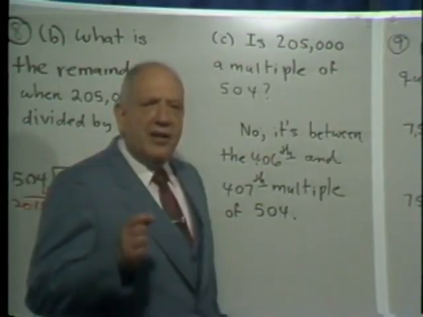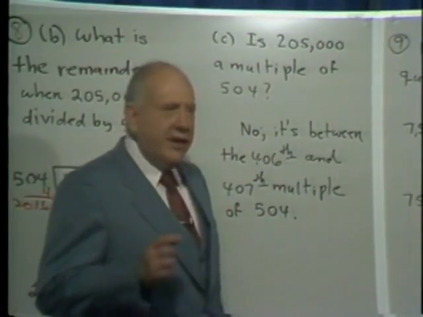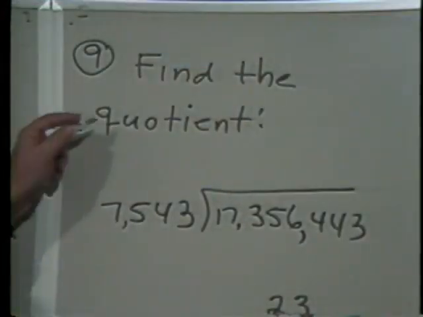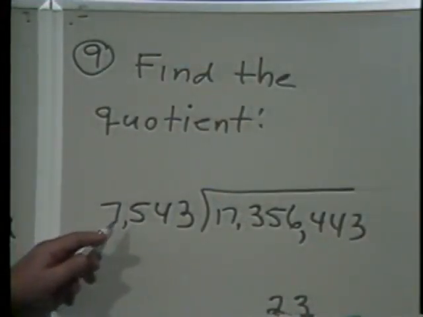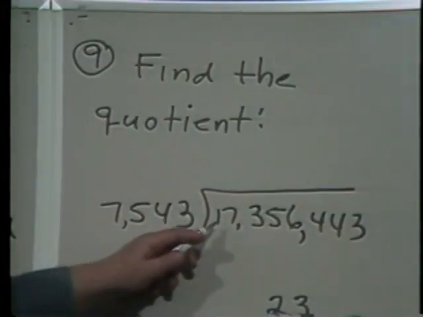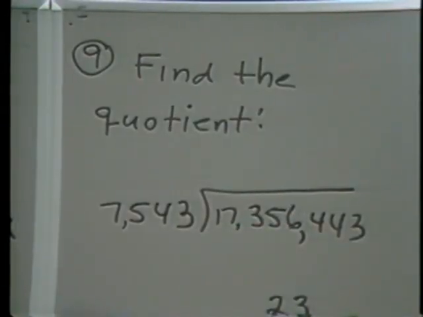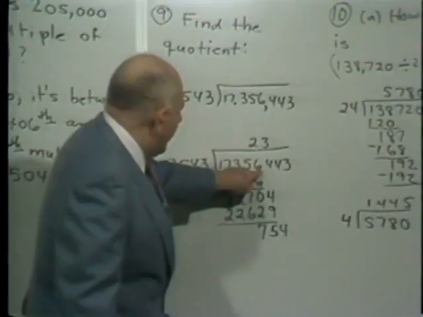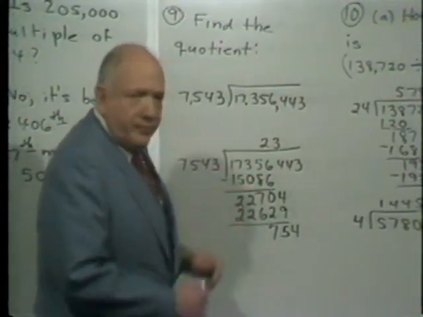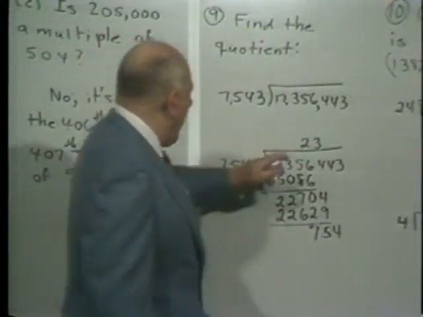Problem number 9 is again a long division problem, and all we want to show you there is that the technique works exactly the same no matter how many digits are given. You see, this says find the quotient. We're dividing 7,543 into 17,356,443. I like to leave the commas out because the commas confuse me sometimes. So basically what I do is I look to see the first number that's bigger than 7,543. That's where the 6 is. You see, that's 17,356.